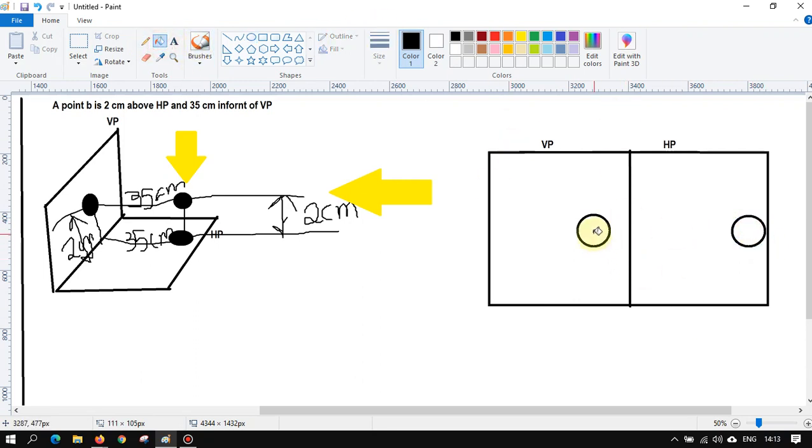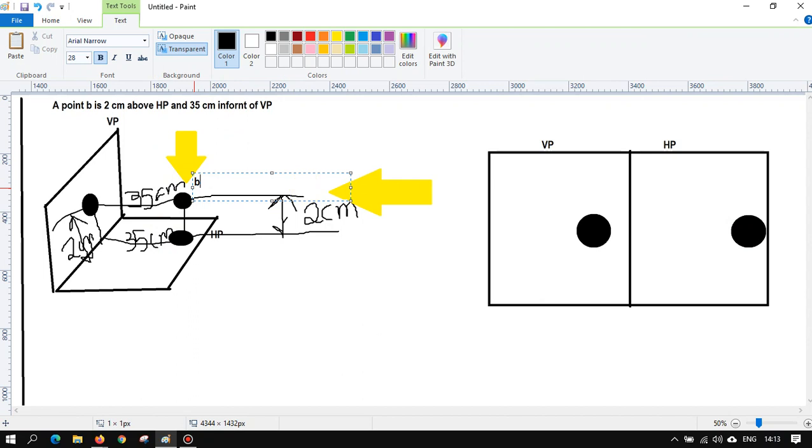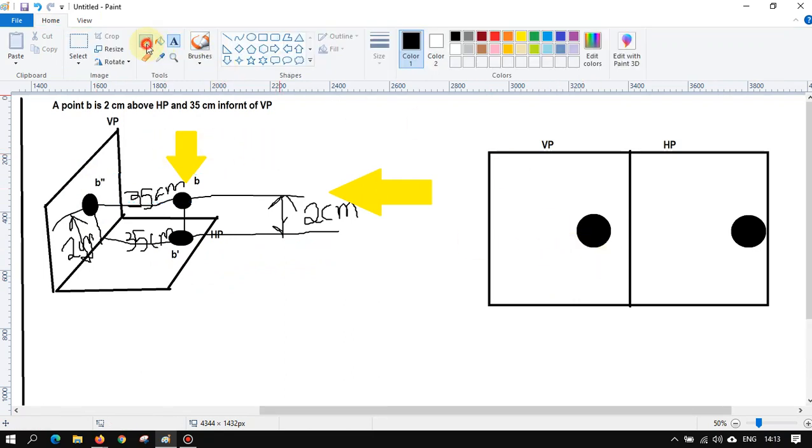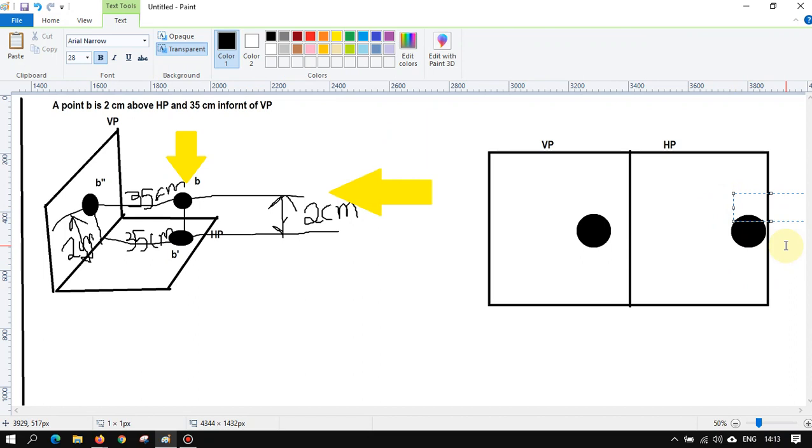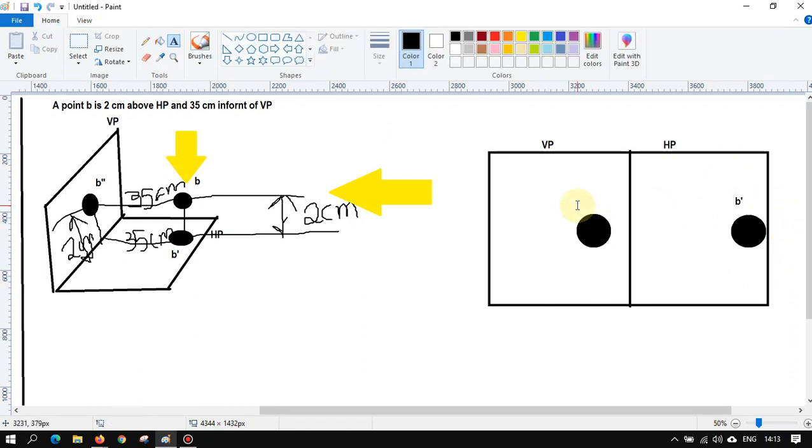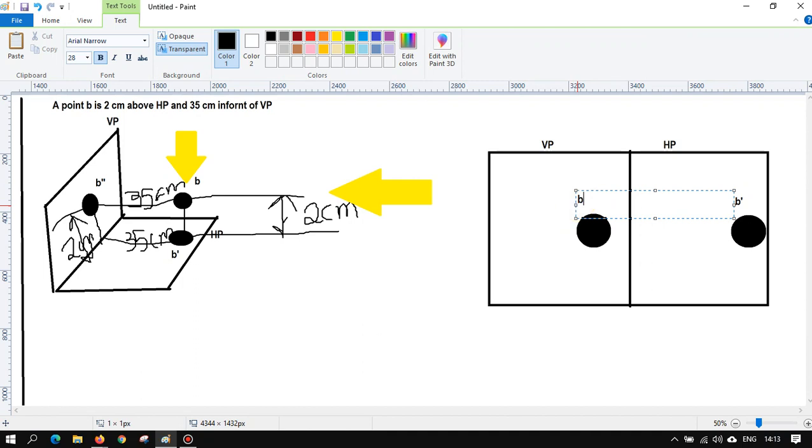Let us draw this point. Sorry, we didn't give the naming actually. This will be B, and this will be B dash. We have not given the name in the earlier thing also. And this will also be B double dash. What would be the name of this point? B dash. Perfect. What would be the name of this point? B double dash.